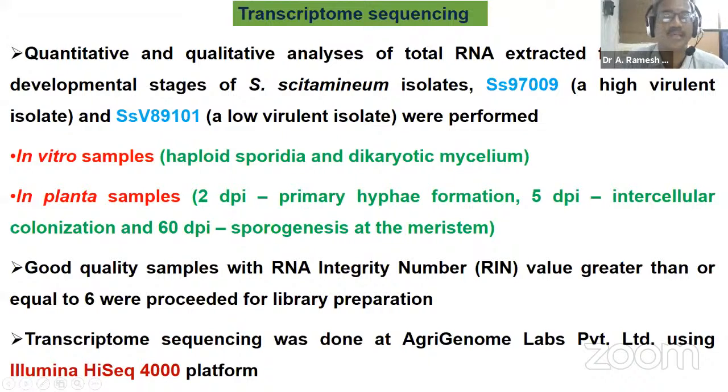You could see the different flow of the work. We had basic quantitative and qualitative analysis of the RNA extracted from distinct developmental stages of the pathogen, both from the highly virulent and the low virulent isolates. We had two sets of samples, in vitro samples, which will have the haploid sporidia and the infective dikaryotic mycelium.